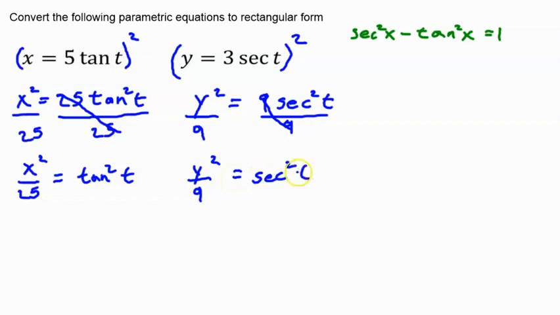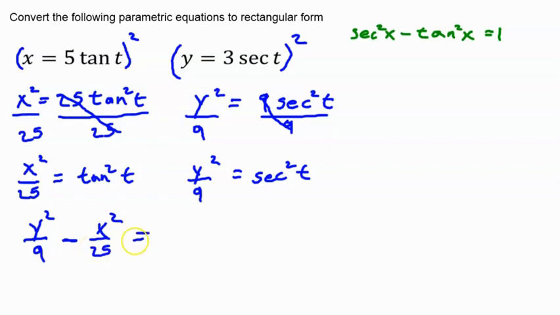So again, remember the identity. The identity says that we need to subtract those things. So secant comes first. So because secant squared is the same as y squared over 9, here's what we're going to do. We're going to put that first. So we're going to say y squared over 9, because that's our secant squared, and that comes first. And that's going to be minus the second part, which is our tangent part. Remember, tangent comes second. So it's going to be x squared over 25.